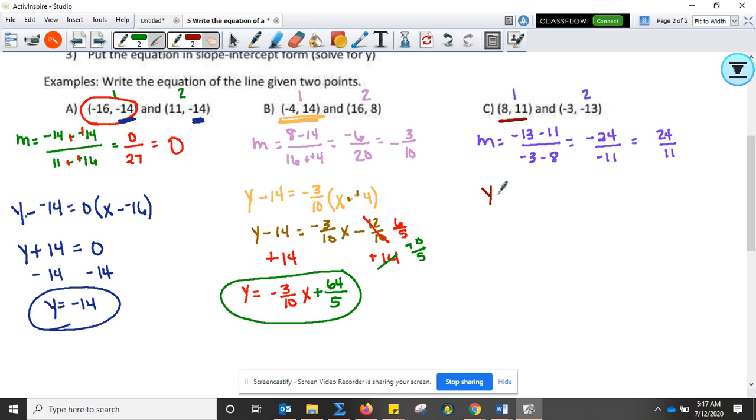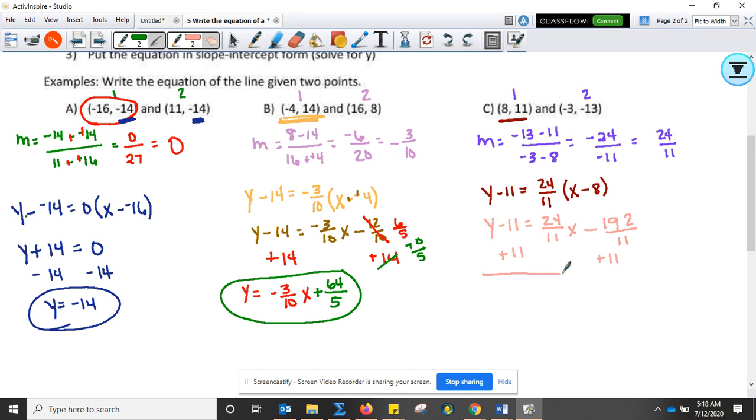So I have y minus 11 equals 24 over 11 x minus 8. Okay, so I'm going to distribute that 24 over 11, and I get y minus 11 equals 24 over 11x minus, oh, this is going to be a good one. 24 times 8 is 192, over 11. Okay, add 11 to both sides.